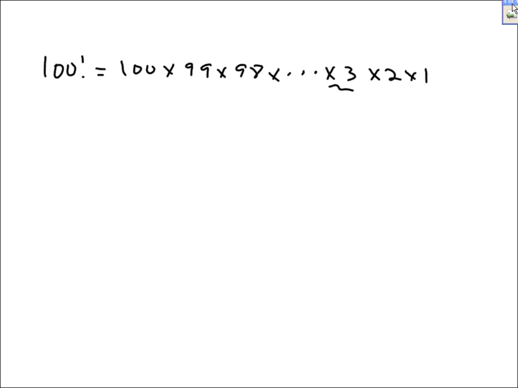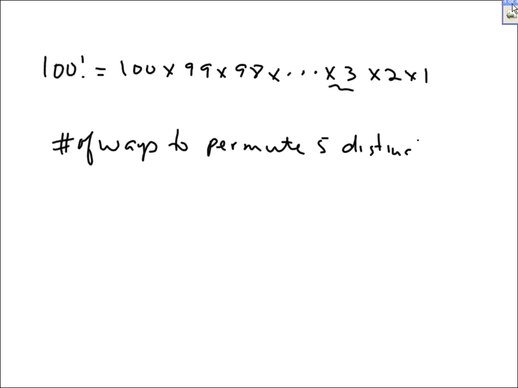The number of ways of permuting 5 distinct letters. The number of ways to permute 5 distinct letters or numbers or boxes, I don't care what they are, envelopes, light bulbs. The number of ways to permute 5 distinct letters is 5 factorial.